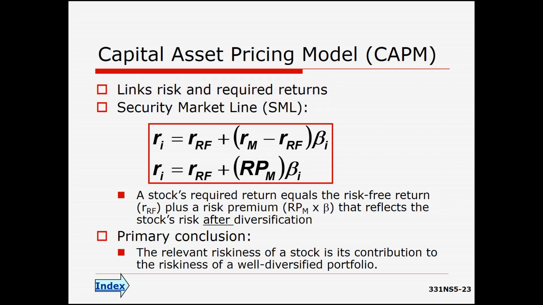Remember, what we found using a probability distribution was expected return, expected by you. Required return is the return that the market demands for the amount of market risk an asset has. CAPM defines a security market line, the SML, a linear equation that states that a stock's required return equals the risk-free rate plus a risk premium that reflects the stock's risk after diversification. Conclusion: the relevant riskiness of a stock is its contribution to the riskiness of a well-diversified portfolio.